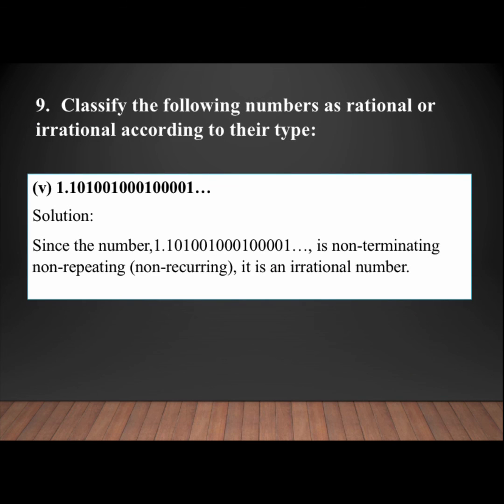Here we have the last part of the exercise, the ninth question, which is 1.101001000100001 and so on. Here we can see the number is non-terminating and non-repeating, so it is an irrational number. As we know, irrational numbers are non-terminating and non-repeating.